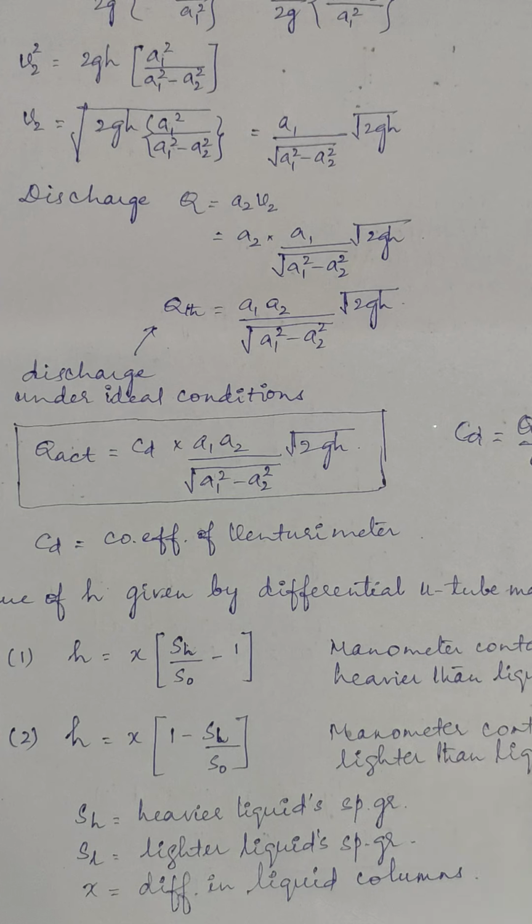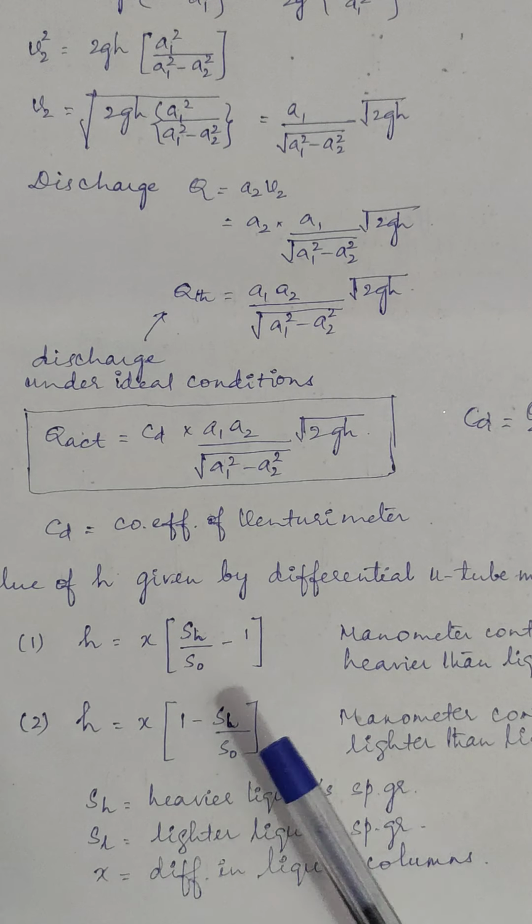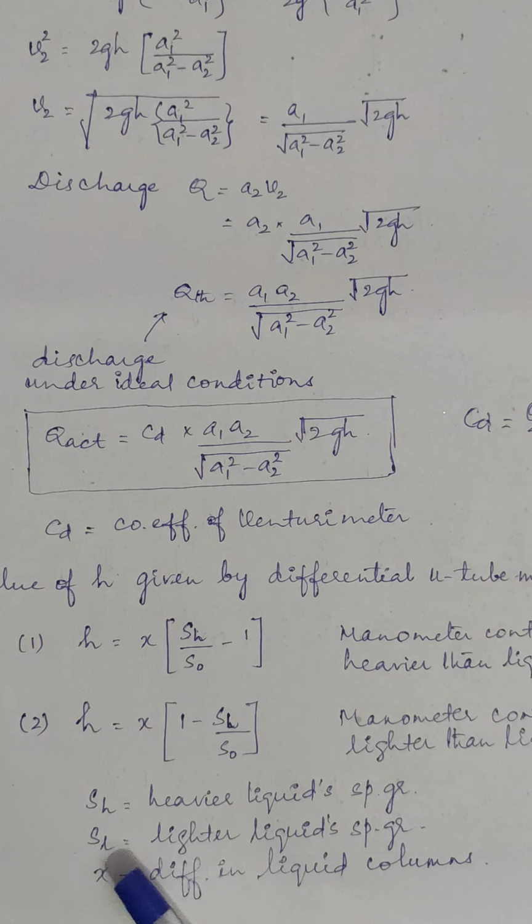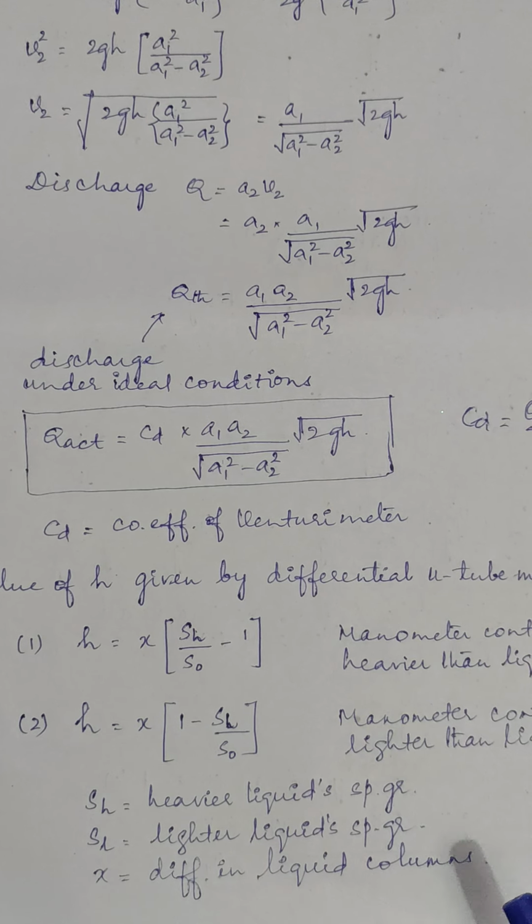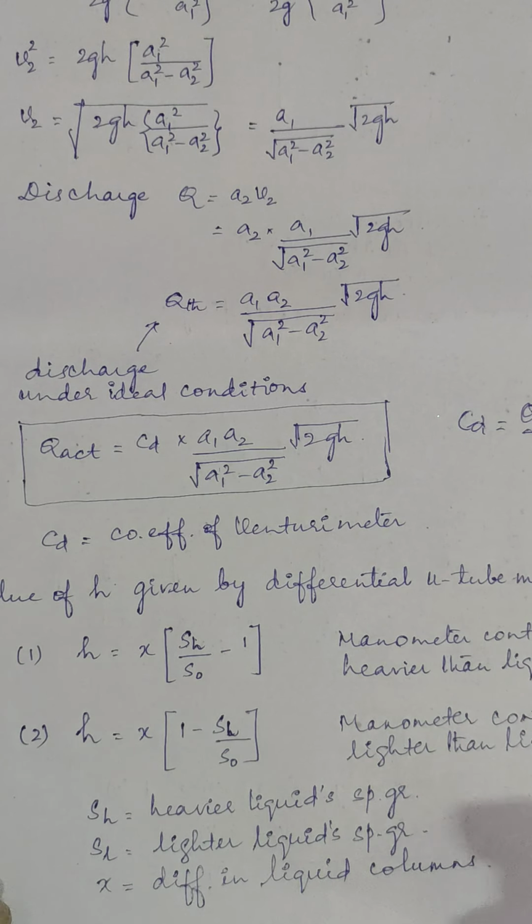When the manometer contains a liquid lighter than the liquid flowing in the pipe, then H is equal to X into 1 minus SL by S0, where SL is the lighter liquid's specific gravity and X is the difference in the liquid columns in the manometer.